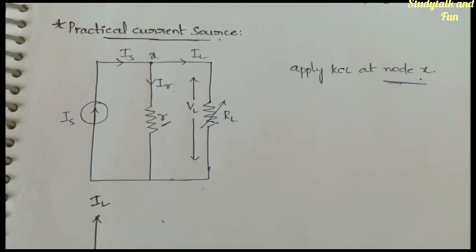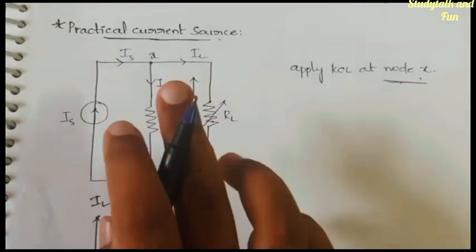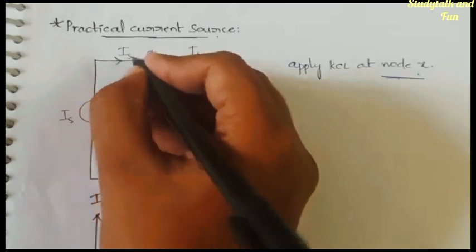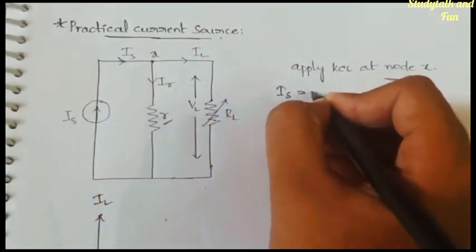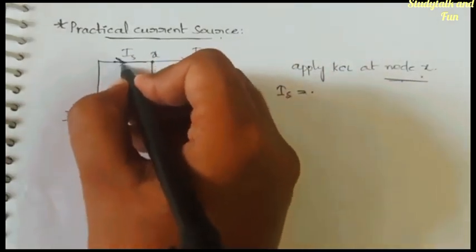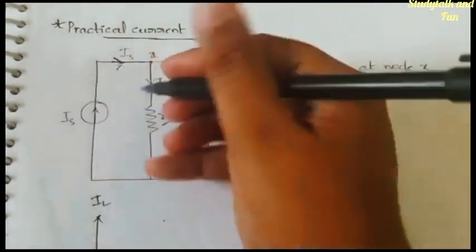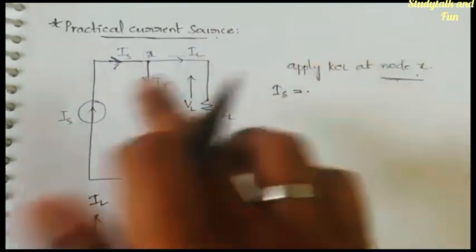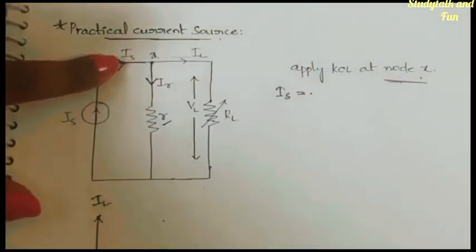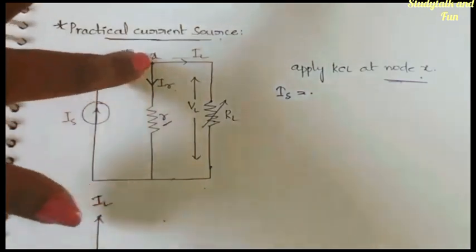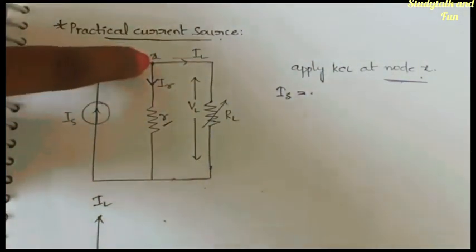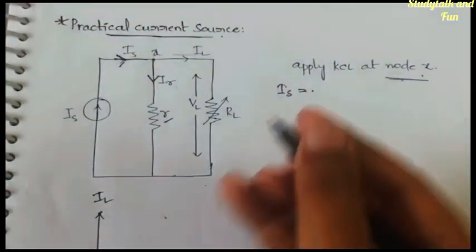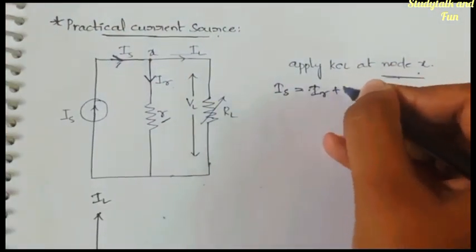So now at this junction, what all currents are coming, we have to see. IS is equal to, this is the incoming, right? This is coming inside, and this is outgoing, and this is also going outside. So obviously IS is the sum of incoming currents. Incoming is IS, so IS is coming here, and what currents are going away from this node X? IR is going away, IL is going away, so these two are outgoing currents. So IS is equal to IR plus IL.